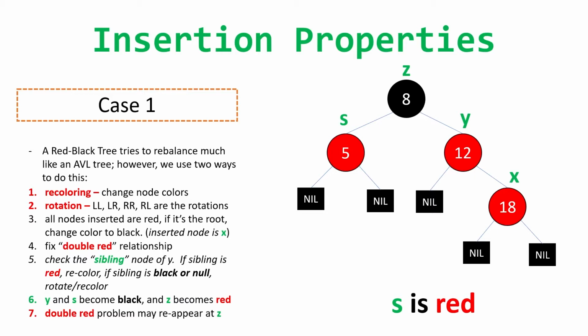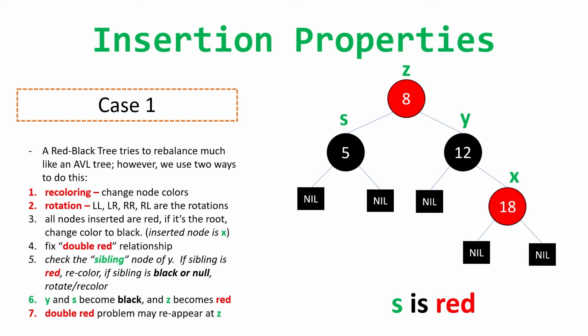Now, let's go back to step number 5. If the sibling is red, recolor. Well, in this case, it is. So we have to do some recoloring. At step number 6, Y and S become black, and then Z becomes red. All right, so let's go ahead and do that. We change the coloring. However, Z is the root in this case.